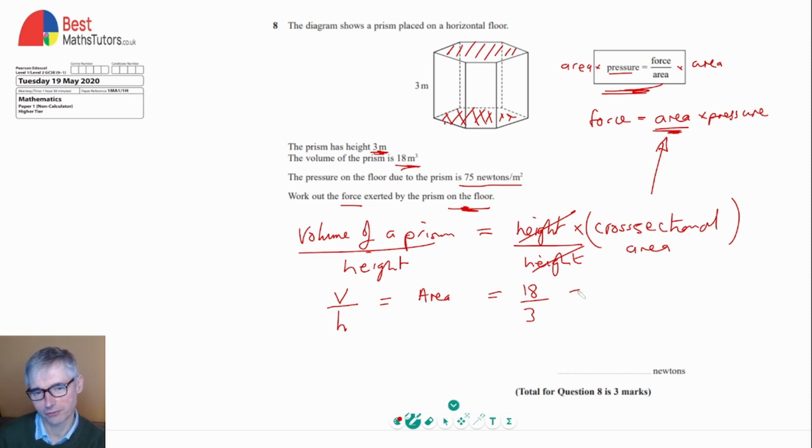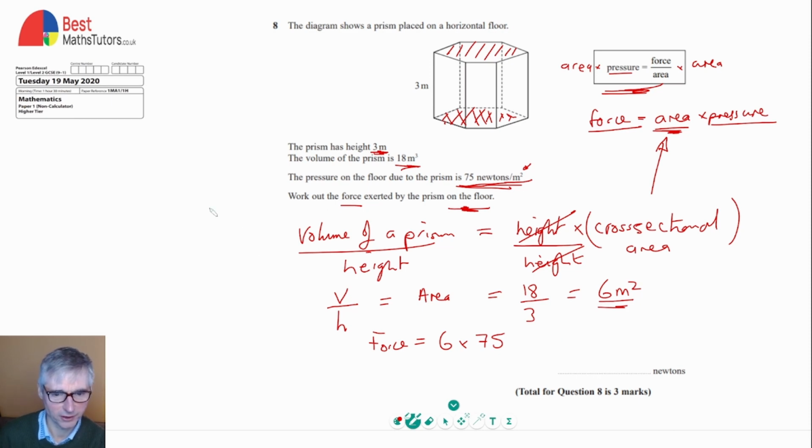And 18 divided by 3 is 6. And in this case, it's measured in meters, so that's going to be meters squared. Now all we need to do is put that value into this formula for the force. So we can see that the force is equal to the area, which is 6, times by the pressure. And we're given the pressure because the pressure is 75 newtons per meter squared. So we've got to do 6 times 75.